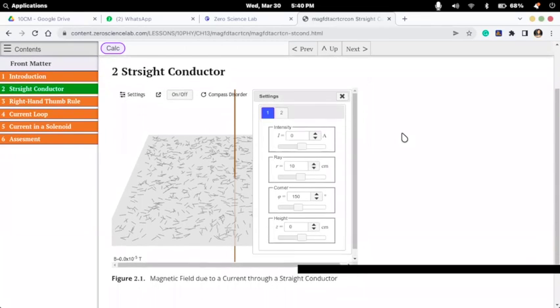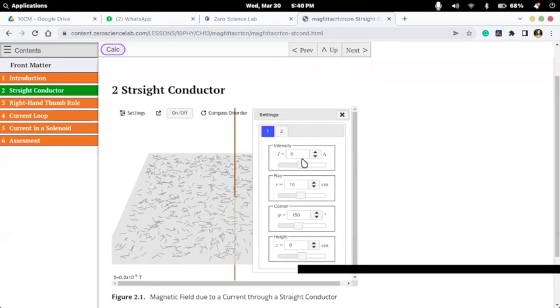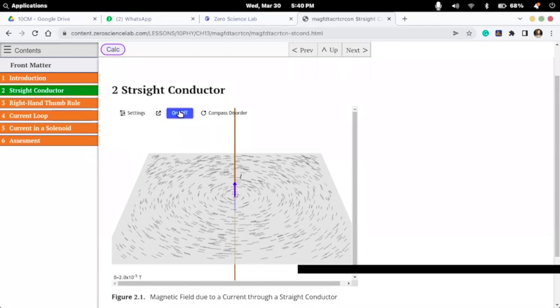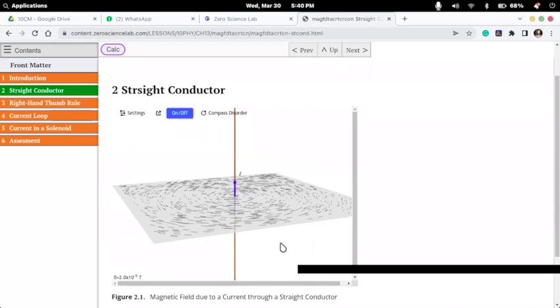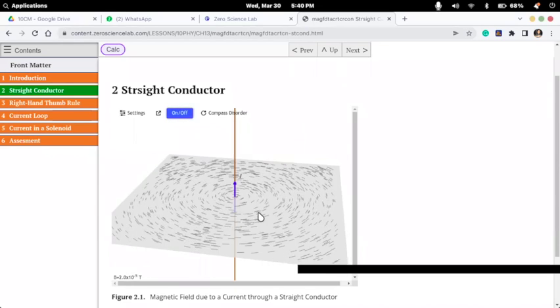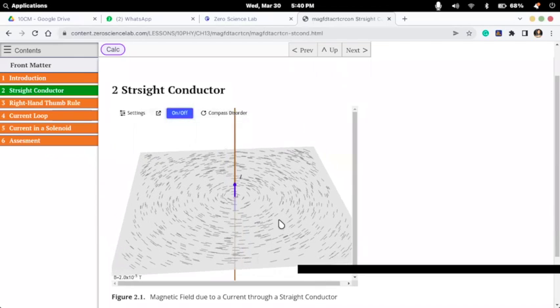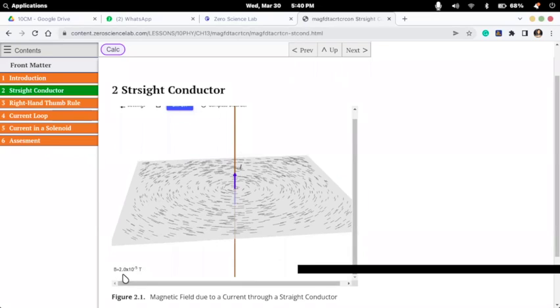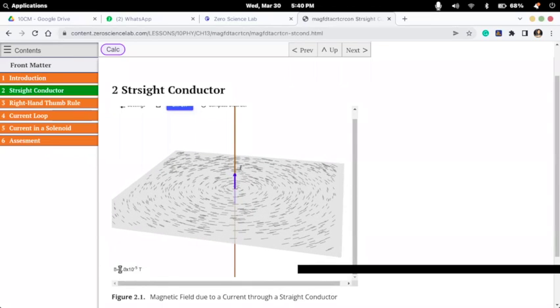How many possible things are there in this one? You can change the current, right? Now you just switch on and switch off. Yes, sir. This is the complete 3D. You can rotate and see. Yes, sir. So what is the magnetic field produced? That number is also here. On the bottom, you can see the value of the magnetic field it produced, right?